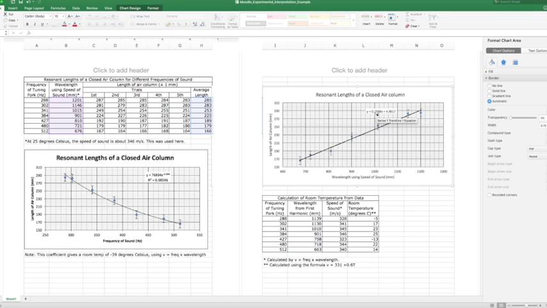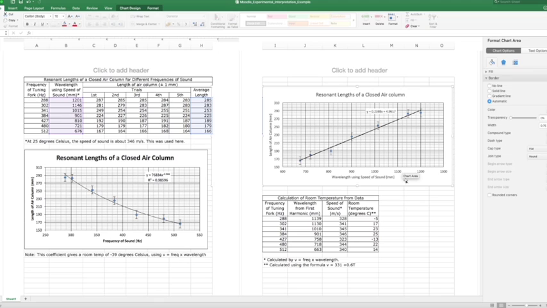Now you can take this gradient that we have here and compare that to what it should be by theory, which would be 0.25, because the length of the column is supposed to be a quarter of the wavelength. So you could make that comparison. You can look at the y-intercept and see if you can find meaning there. Now that it's a linear graph, we could do our other processing, where we could get a max fit line and a min fit line, and we could get an uncertainty on the gradient, and we could use that as well to talk about what this number here might mean.